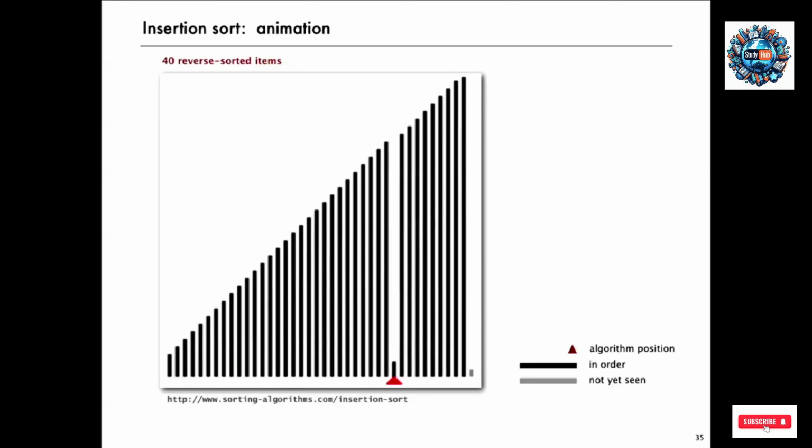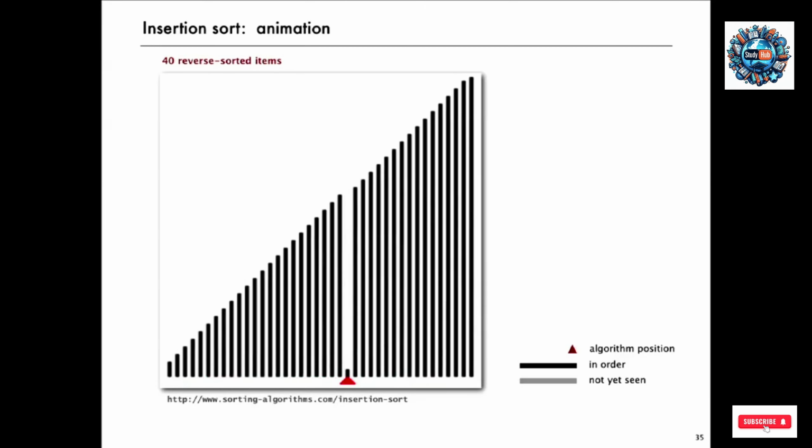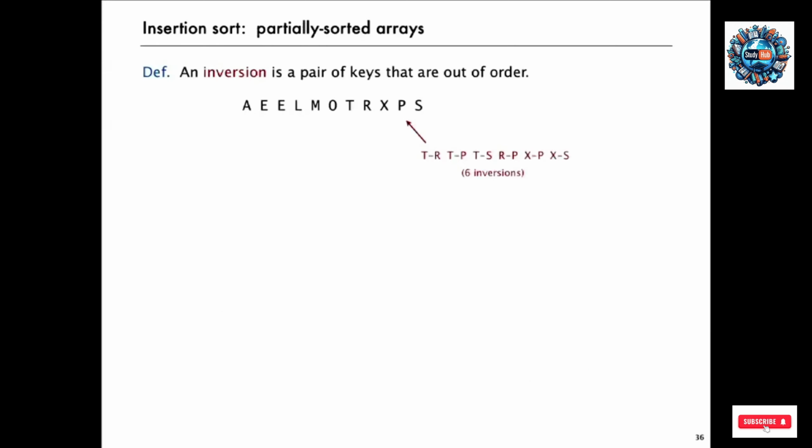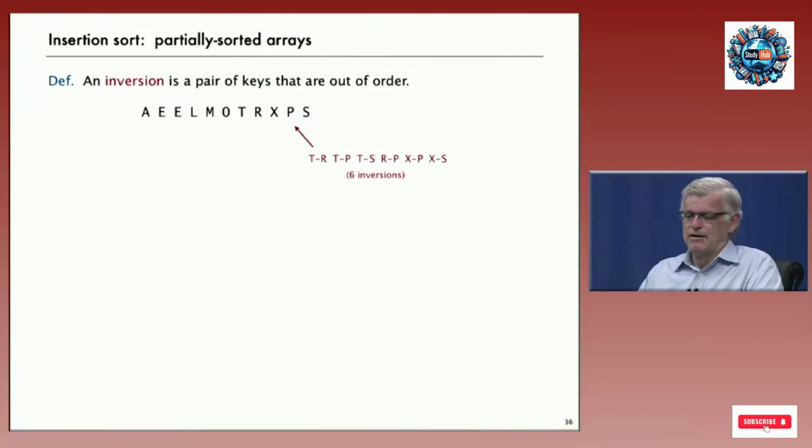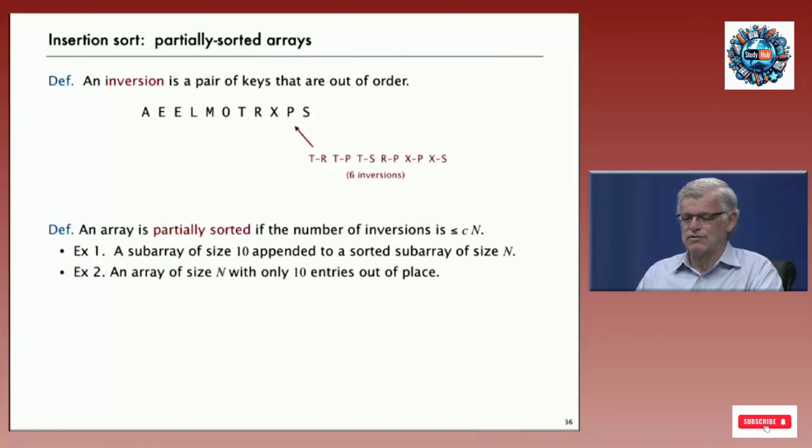But there's also a good case that we take advantage of in plenty of practical applications. And that has to do with when the array is partially sorted. To talk about this in a quantitative way, we define what's called an inversion. An inversion is just a pair of keys that are out of order in the array. So this array has 6 inversions. T and R are out of order because R should go before T. T and P are out of order, and so forth. This array has 6 inversions.